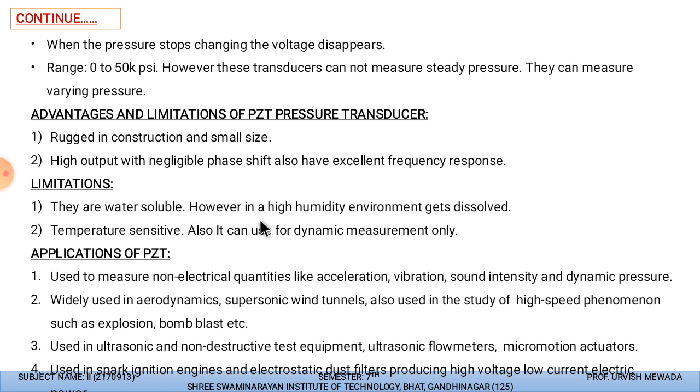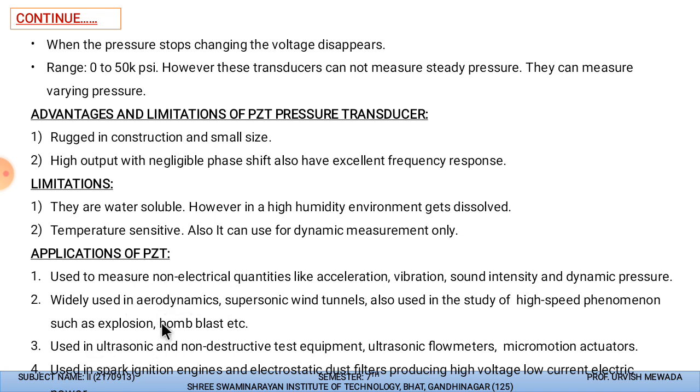Now the applications of the piezoelectric transducer. It is used to measure non-electrical quantities like acceleration, vibration, sound intensity and dynamic pressure, as we already discussed. It is user friendly, or we can say versatile, for measuring acceleration, vibration and the intensity of dynamic pressure. Also it is widely used in aerodynamics technology, supersonic technology and wind tunnels. It is also used in the study of high speed phenomena such as explosions and bomb blasts, so it is very useful for military purposes or defense technology.